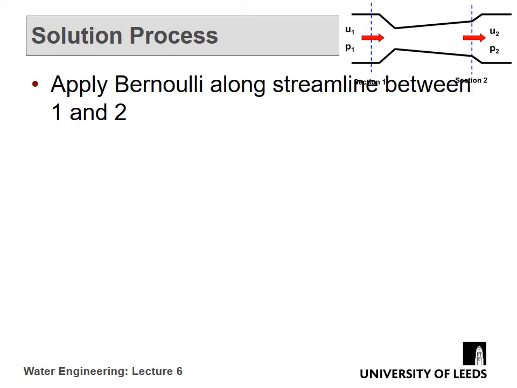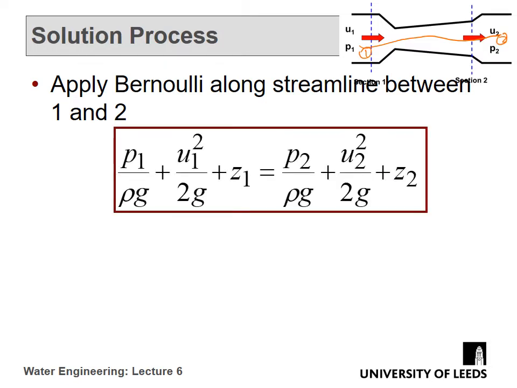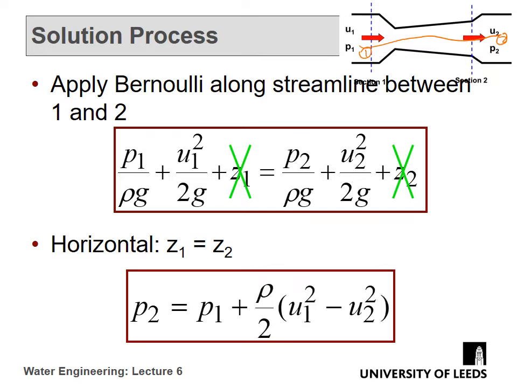Solution process: apply Bernoulli along a streamline between 1 and 2. So we choose a streamline that flows like that from 1 to 2, and we apply Bernoulli along it. There we are, the two Bernoulli expressions for point 1 and point 2. Horizontal, so Z1 equals Z2, we can cross those out. We know P1 and we know U1, we know rho and g, we don't know P2 and we don't know U2, but let's do a rearrangement to get pressure on its own.